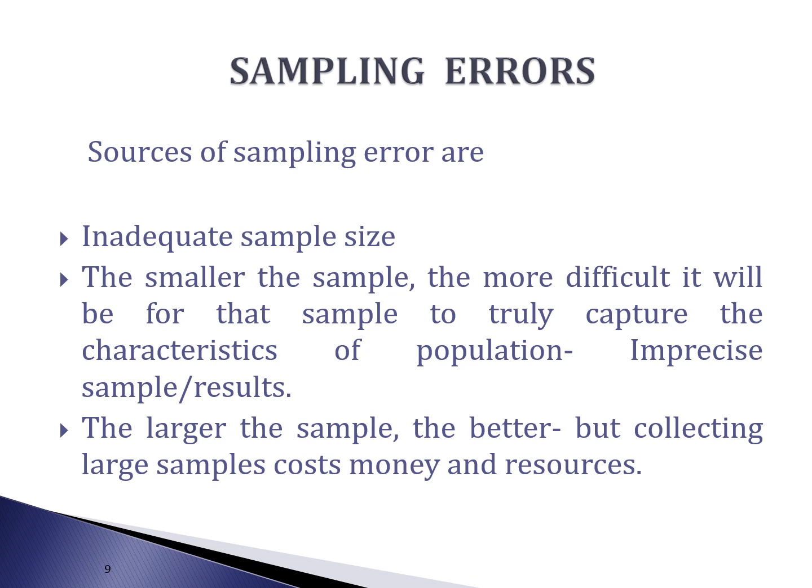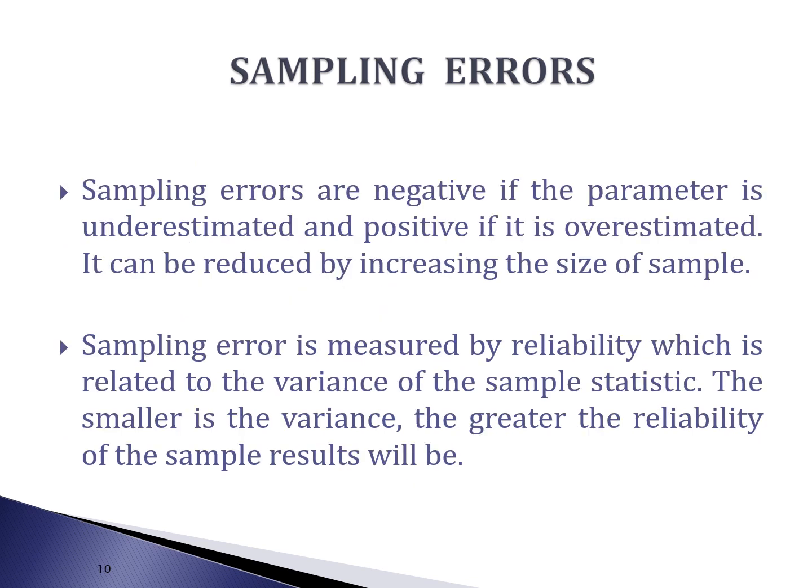A source of sampling error is inadequate sample size. The smaller the sample, the more difficult it will be for the sample to truly capture the characteristics of the population. The larger the sample, the better, but collecting large samples costs money and resources. Sampling errors are negative if the parameter is underestimated and positive if it is overestimated, and they can be reduced by increasing the size of the sample.